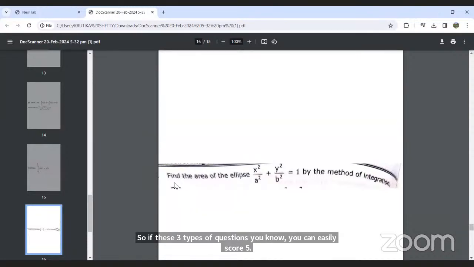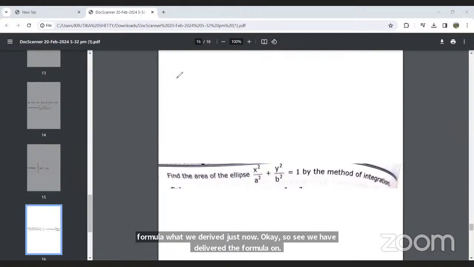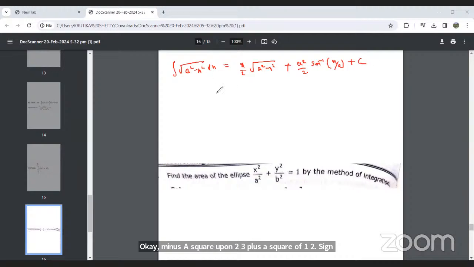Okay, so here first we will discuss the ellipse, and then we will try a question on the circle. Here we require the same formula we derived just now: integration of square root of a square minus x square dx is equal to x upon 2 times square root of a square minus x square, plus a square upon 2 sine inverse x by a, plus c. By making use of this formula, we can directly solve it.